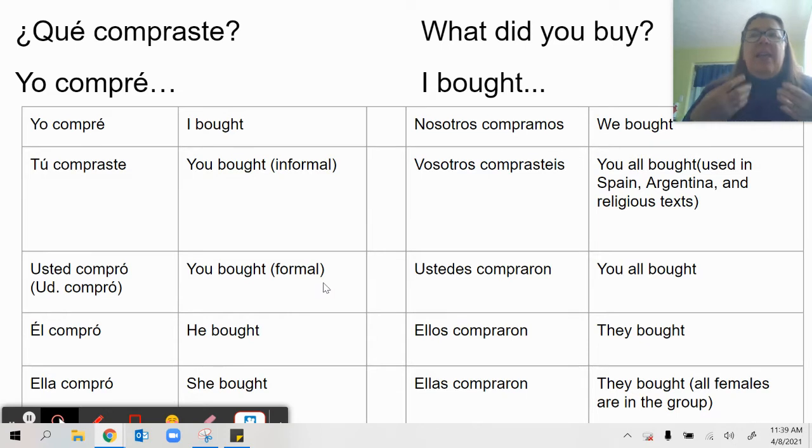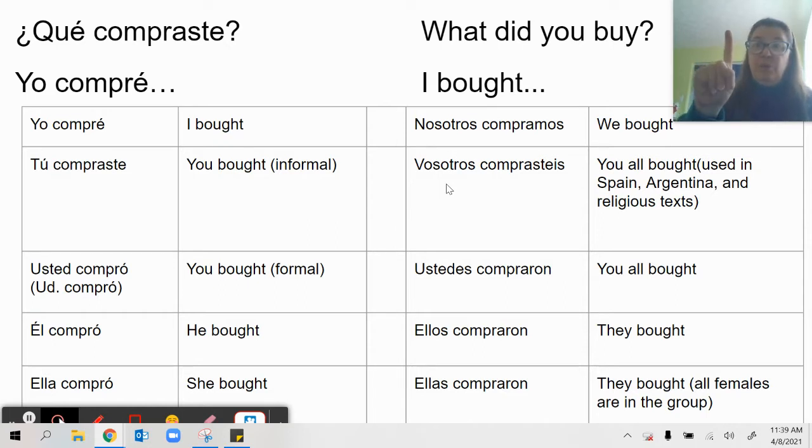Notice I'm putting an emphasis on there. Nosotros compramos, we bought. Again, looks just like the present, but again, you would have past tense things in there like ayer for yesterday, anoche for last night, la semana pasada for last week. So you know present versus past. Vosotros comprasteis, you all bought. Ustedes compraron, you all bought. Ellos compraron, they bought. Ellas compraron, they bought.